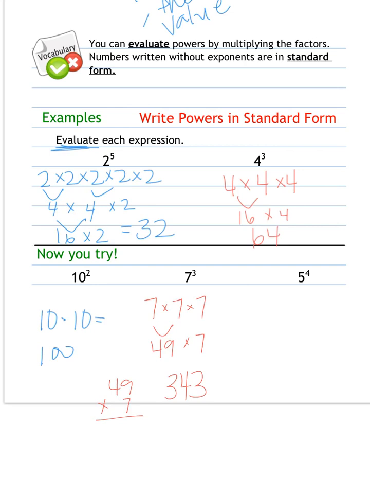And our last one here, 5 to the power of 4. 5 times 5 times 5 times 5. Okay. So we take 5 times 5, which equals 25. 5 times 5, again, is 25. 25 times 25 equals 625.